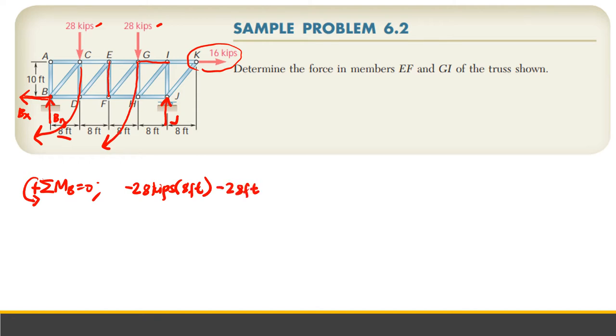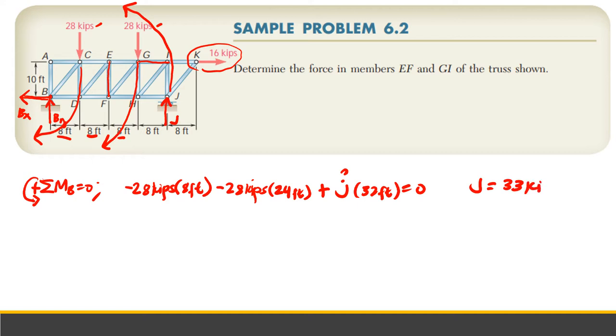So negative 28 kips multiplied by 8 times 3, that is 24 feet. And then our J creates a counterclockwise rotation, so that is positive: J multiplied by 4 times 8, so 32 feet, equals 0. The only unknown here is J, so we can solve that. J is equal to 33 kips, upward. Okay, so we now have J.